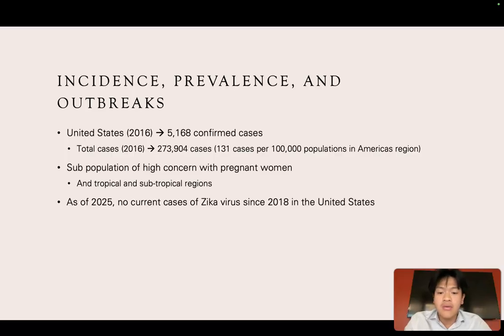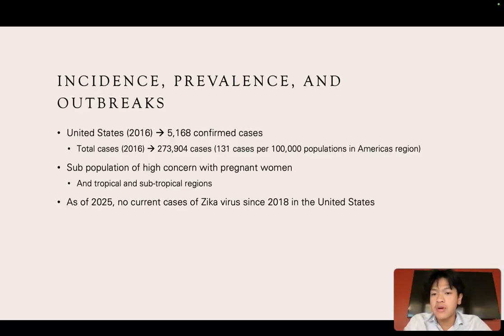And then right here, I have the incidence, prevalence, and outbreaks. So in the United States in 2016, just the United States alone, we had about 5,168 confirmed cases, and a total of 273,904 cases worldwide, which is 131 cases per 100,000 population in the Americas region. And a subpopulation of high concern is pregnant women and tropical and subtropical regions, as I said before.